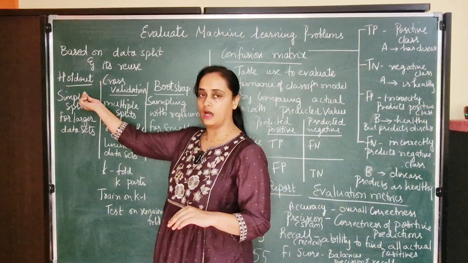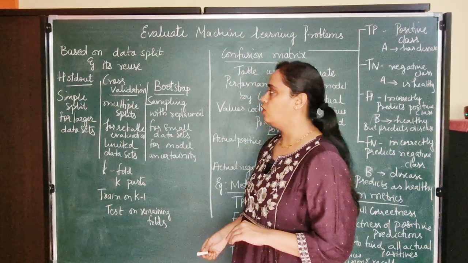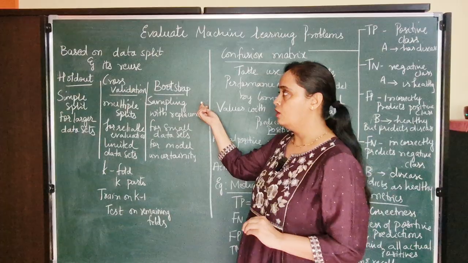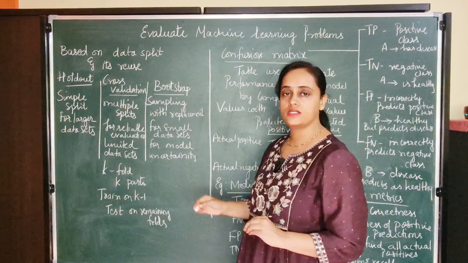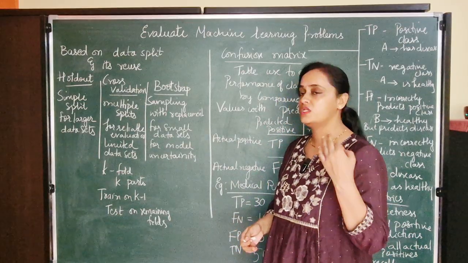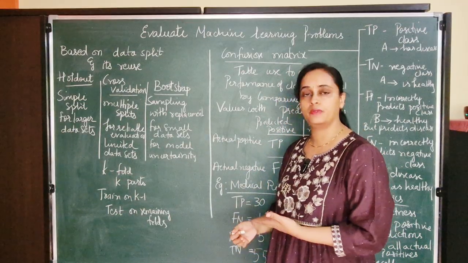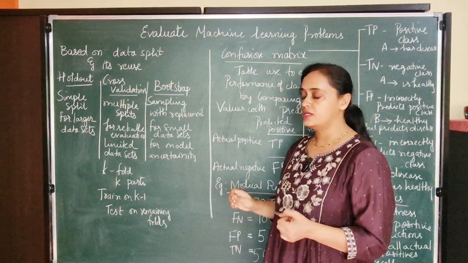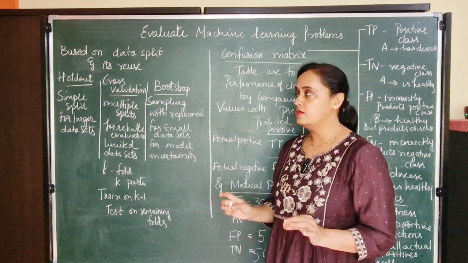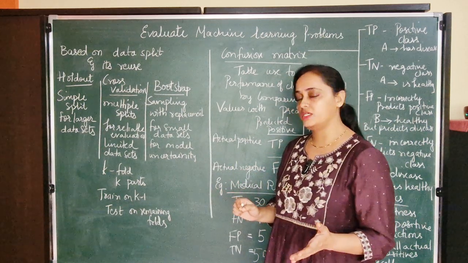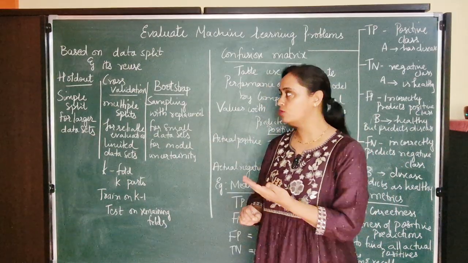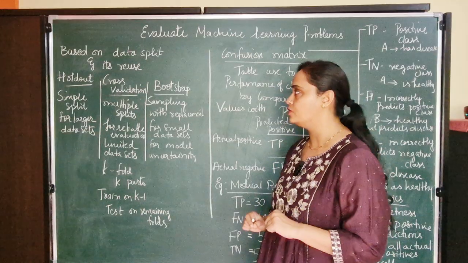One is the holdout methodology, then the cross-validation methodology, and the bootstrap method. Basically all these three methods are categorized based on how data is split, how it is reused, and what kind of data set is being used. In the case of holdout, it is a simple split of data: split and train. When large data sets are available, we go with the holdout methodology of evaluation.